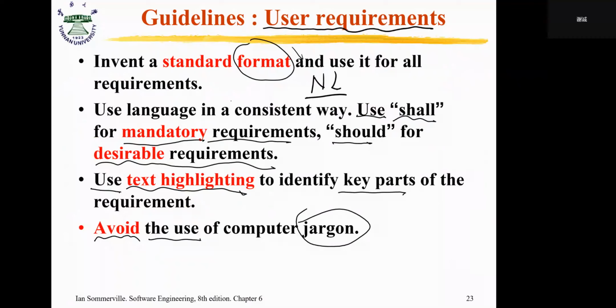But in the natural language, you should give some standard format and notice what term you use, like shall means that it must be done, and should means desirable, and sometimes use some text highlight to do the document. Remember, avoid using of computer jargon for user requirement.